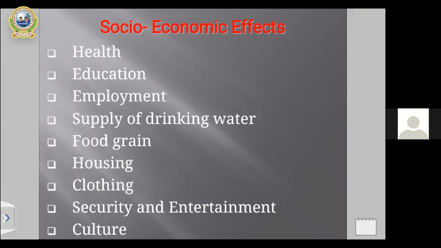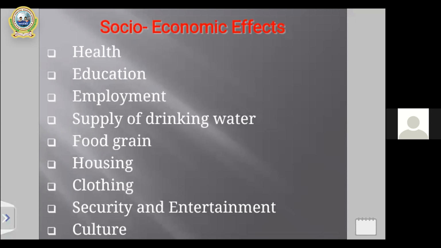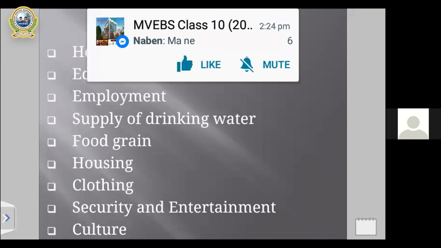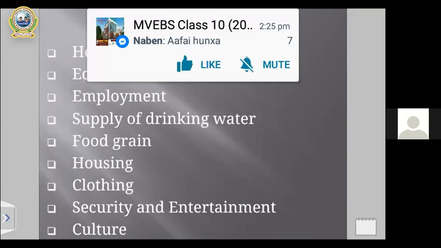But because of the rapid population growth rate, there is a problem of housing, and the problem of housing means lack of good housing. So housing is also one of the side effects due to the rapid population growth rate.